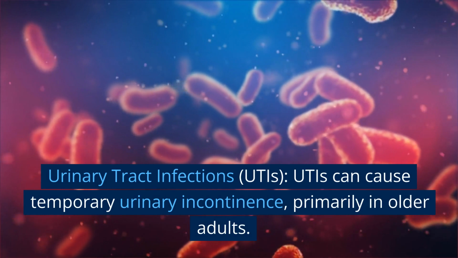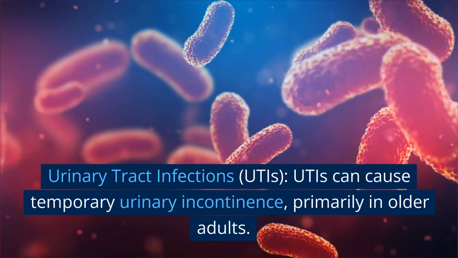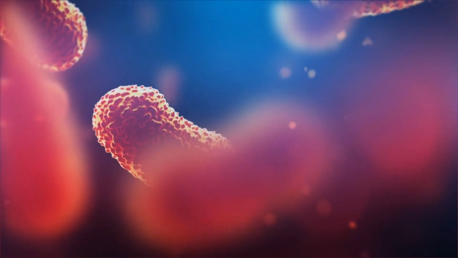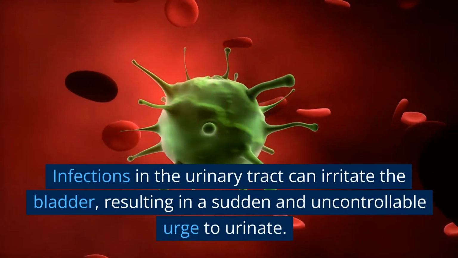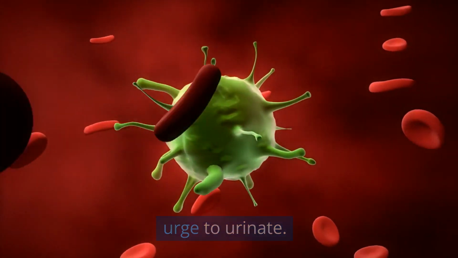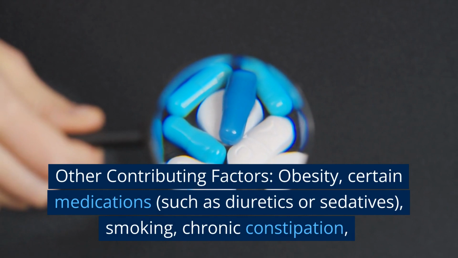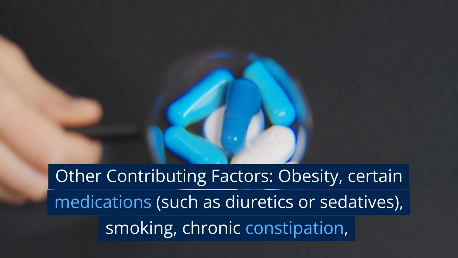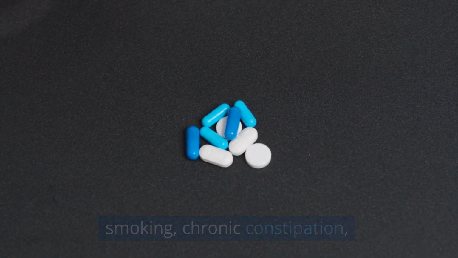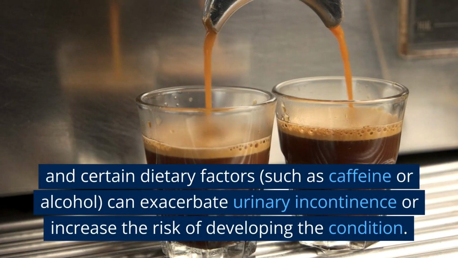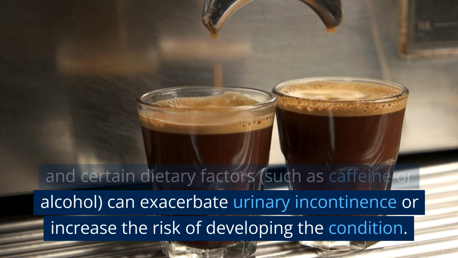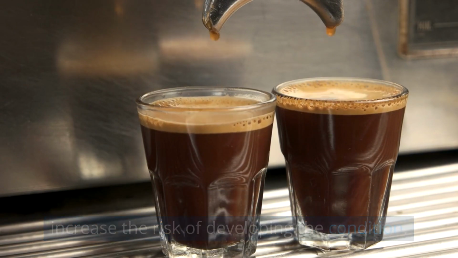Urinary tract infections, UTIs. UTIs can cause temporary urinary incontinence, primarily in older adults. Infections in the urinary tract can irritate the bladder, resulting in a sudden and uncontrollable urge to urinate. Other contributing factors: obesity, certain medications, such as diuretics or sedatives, smoking, chronic constipation, and certain dietary factors, such as caffeine or alcohol, can exacerbate urinary incontinence or increase the risk of developing the condition.